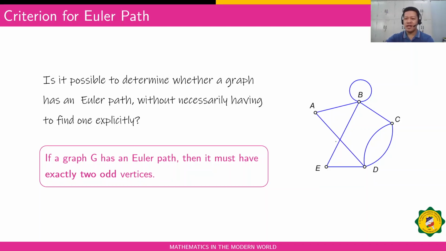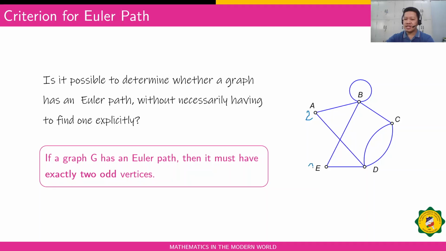Let's check whether there is an Euler path in this graph. Let's count the number of vertices with an odd degree. So let's first find the degree of each vertex. So we have vertex A here. It has a degree of 2. As you can see, we have two edges connected to it.